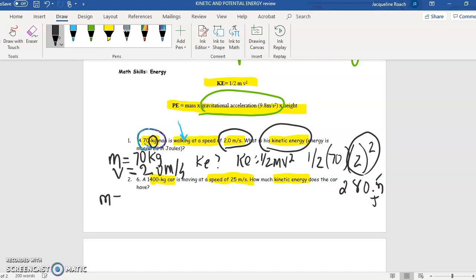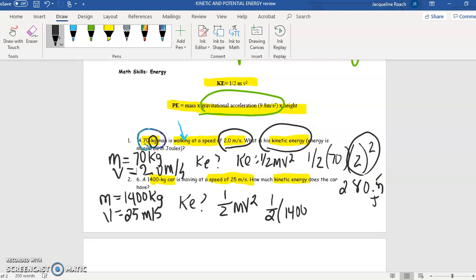So same thing, we have my mass, 1,400 kilograms. My velocity is 25 meters per second. I'm solving for kinetic energy. I write down my equation, 1/2 mv squared. And I plug it in. So 1/2 the mass, which is 1,400, times my velocity squared. And when I plug that into my calculator, I get 437,500.